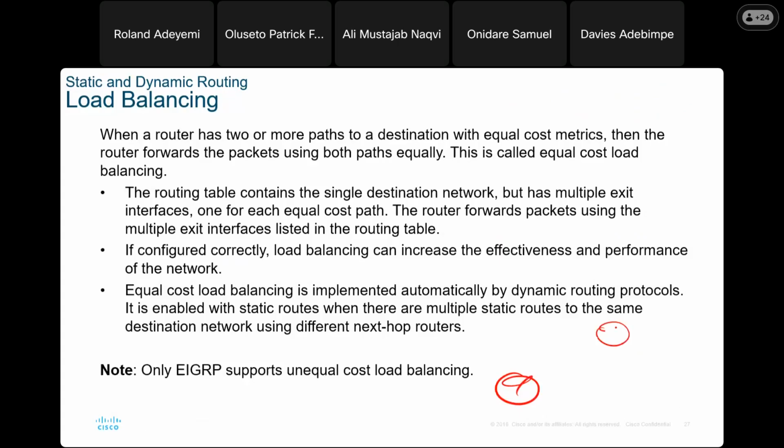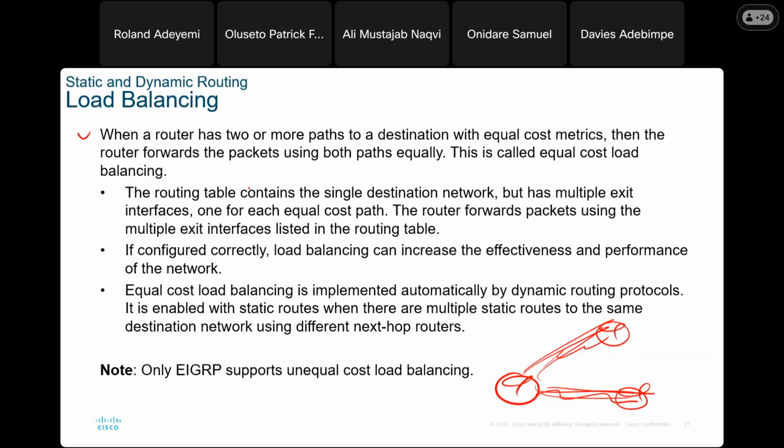What do I mean by load balance? We should know by now. We've done spanning tree. Some routing protocols can forward messages through router A, while some go through router B, like that, like that. Some are going here, some are going here. That is the ability to load balance. Some can load balance, some of them cannot.